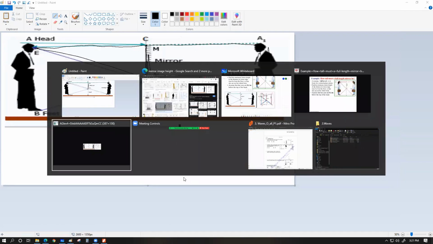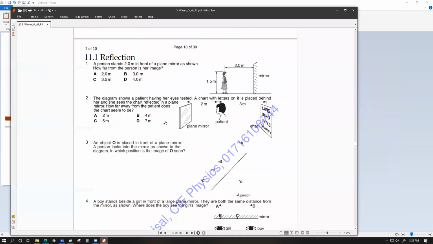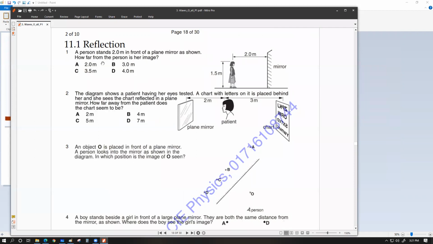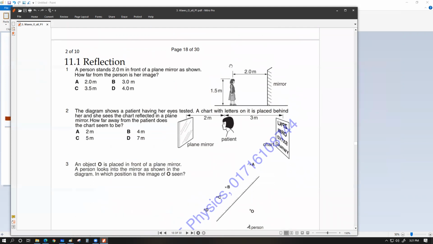So the reason I picked up this question is for the first MCQ that we have over here. It says that a person stands 2 meters in front of a plane mirror as shown. How far from the person is her image? Now, this is actually pretty simple. The person to mirror distance is 2 meters. So the image is going to be 2 meters behind the mirror. So the distance from the person to the image, behind the mirror, not shown in the figure, is going to be 4 meters, because person and image are equal distance away. 4 is the correct response.